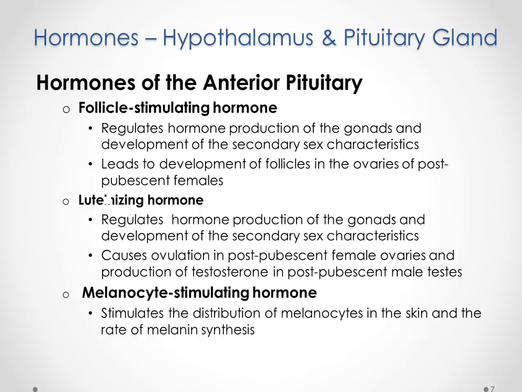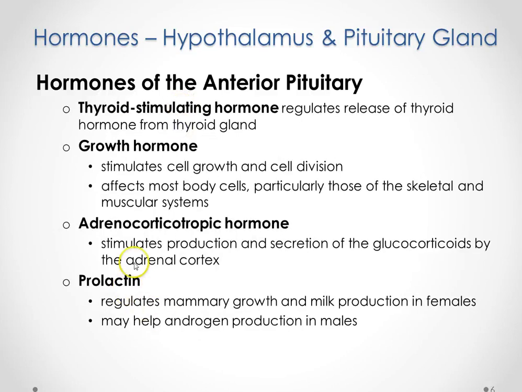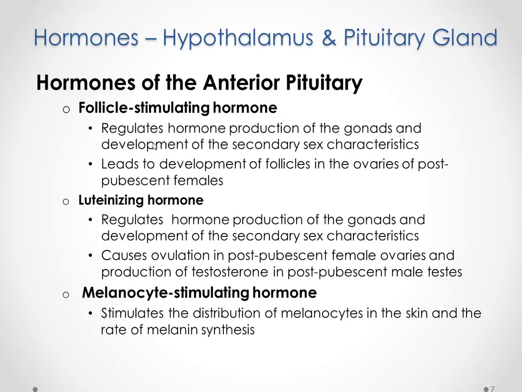Now, the hormones that I've talked about already, the luteinizing hormone, follicle stimulating hormone, prolactin, adrenocorticotropic hormone, growth hormone, and thyroid stimulating hormone, all of those hormones are going to be specifically produced in the pars distalis of the anterior pituitary gland. All of those hormones are going to be produced in that area.